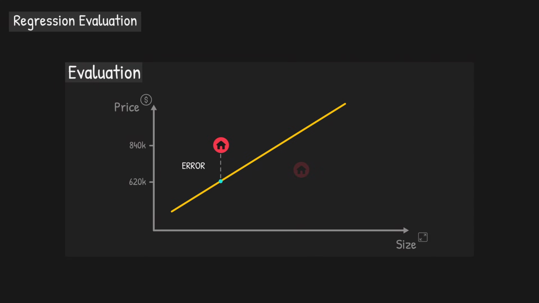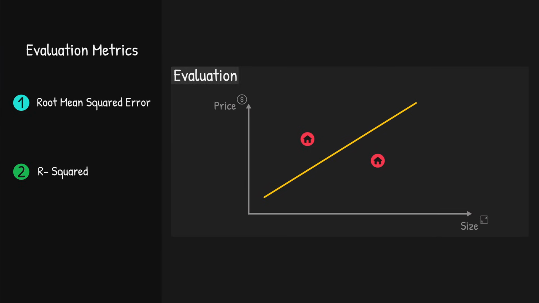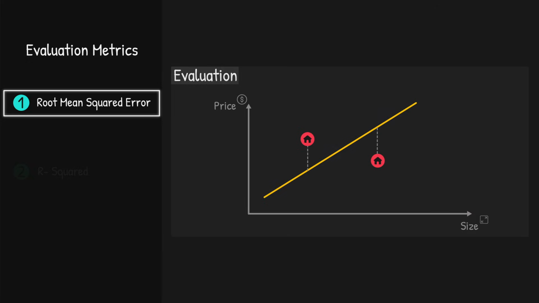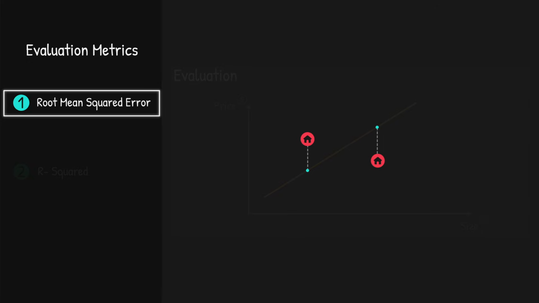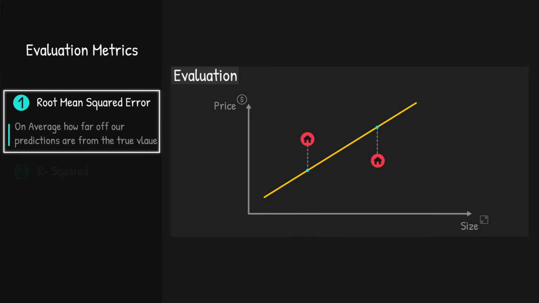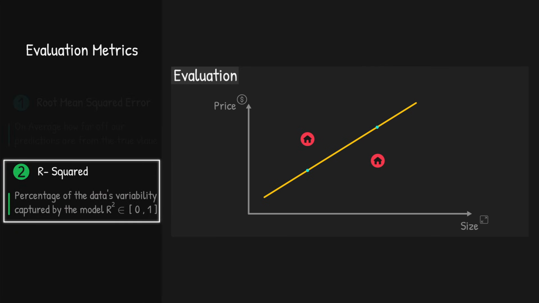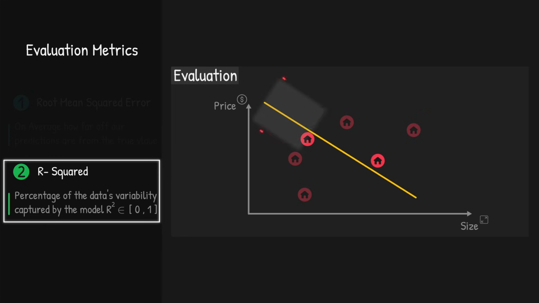So to measure the overall performance of this model, we'll have to use certain metrics. The most famous ones are the root mean squared error and the R-squared score. The root mean squared error measures the average distance between your predictions and the true values in actual units. It tells us on average how far off our predictions are from the actual values. On the other hand, the R-squared measures the percentage of the data's variability captured by the model, which takes a value between 0 and 1. So a model that follows the true pattern will have a high R-squared. In contrast, a model that misses the pattern entirely will have a near 0 R-squared.